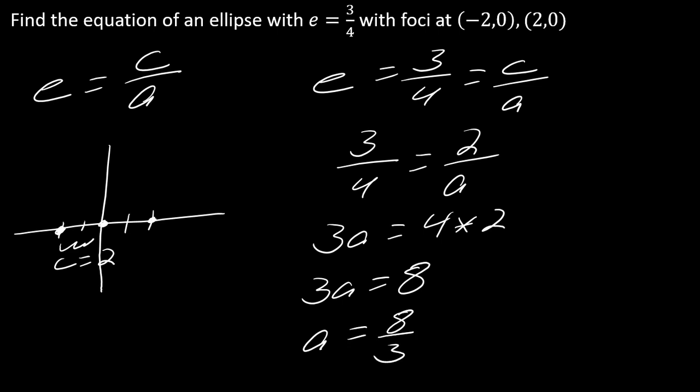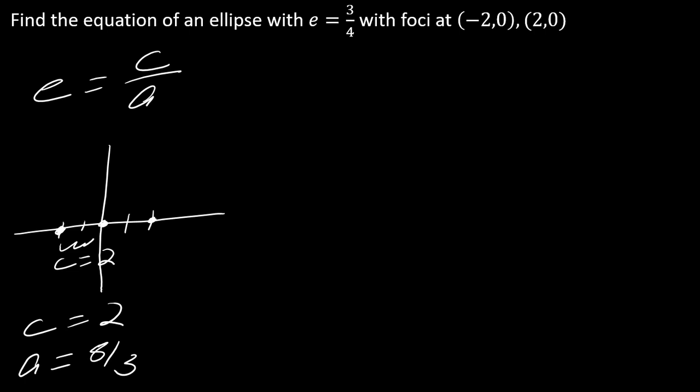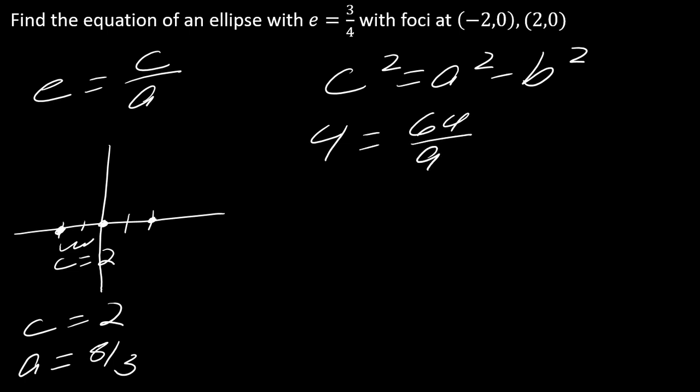So we're going to have a wackier looking equation for this. I'm going to just note here, my c was equal to 2, my a was equal to 8 over 3. Let me clear some space. So now I can figure out what my b is. I can use c squared equals a squared minus b squared. And so this is going to be 4 equals 64 over 9 minus b squared. So not the funnest equation for sure.